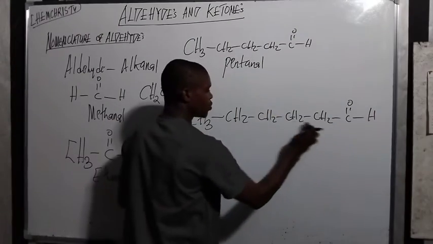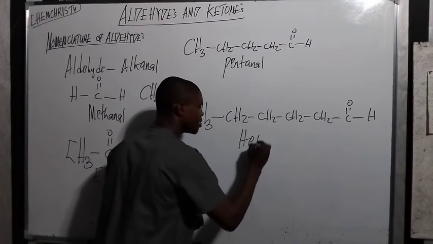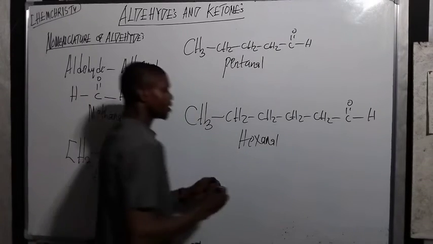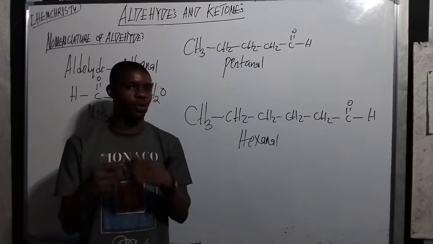Pentanol. It's okay. Now if you have something like CH3, CH2, CH2, CH2, CH2, CH2, OH, here we have 1, 2, 3, 4, 5, 6. That will go to what? Hexanol.